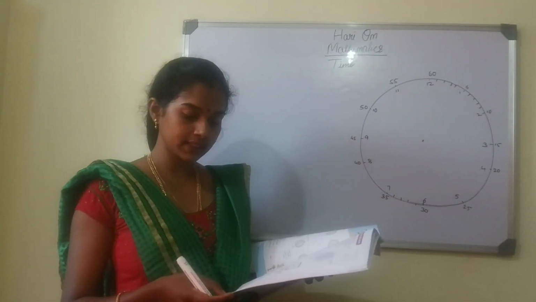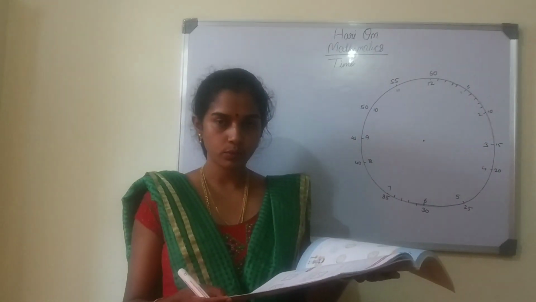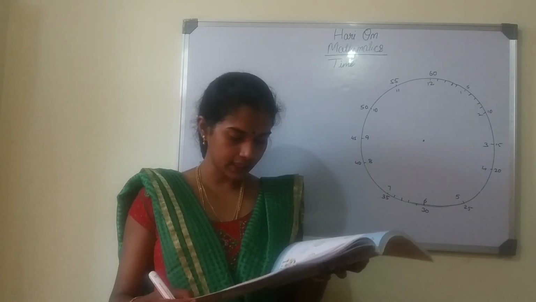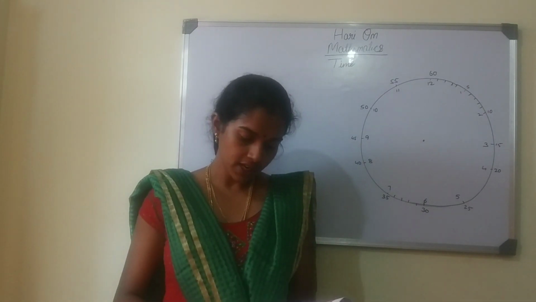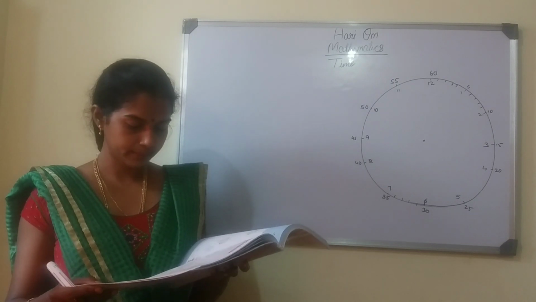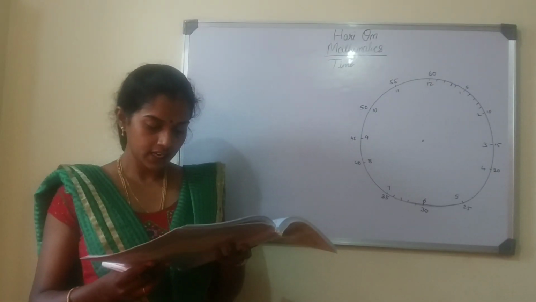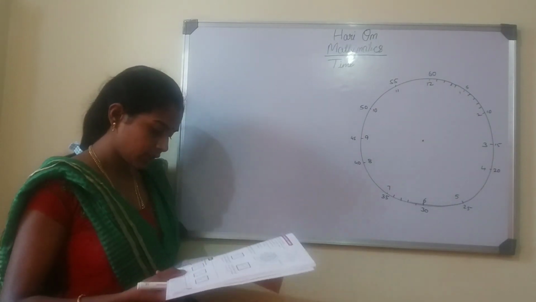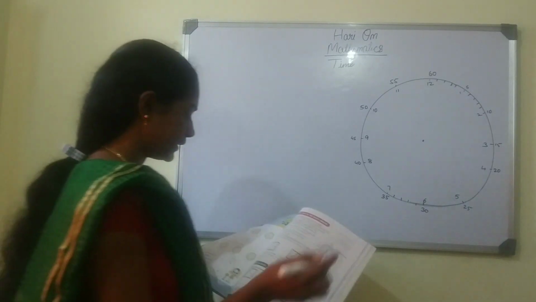Page number 179. Okay children, page number 179. At the bottom of the page, can you see? Now write the time to the exact minutes. Write the time to the exact minutes. Look at the first one. Here it is.